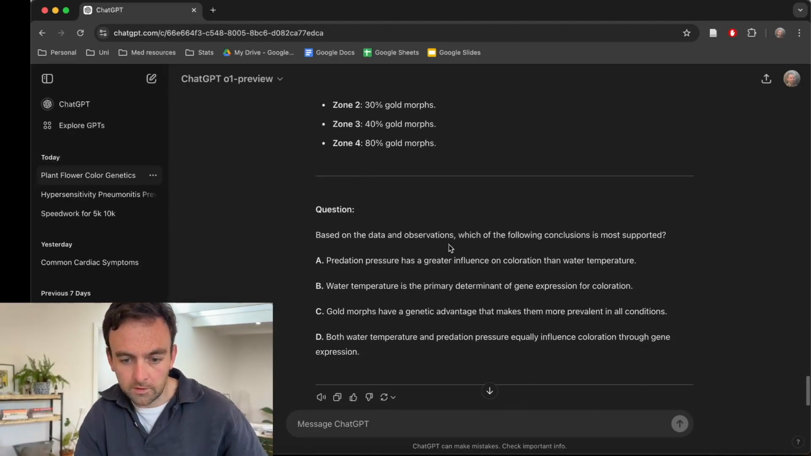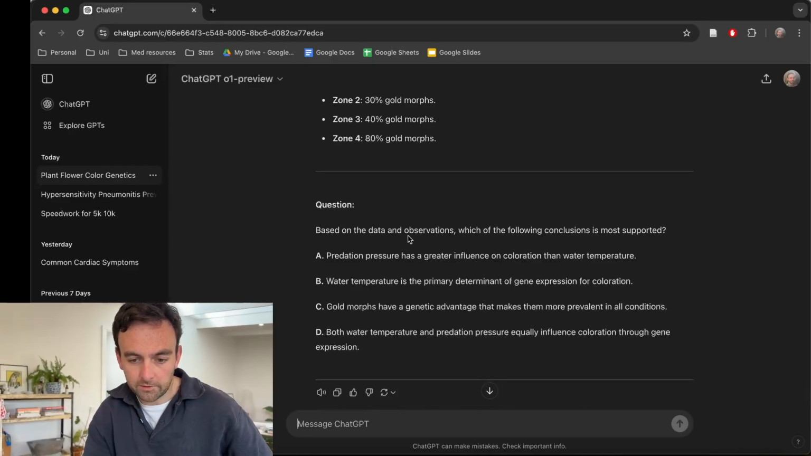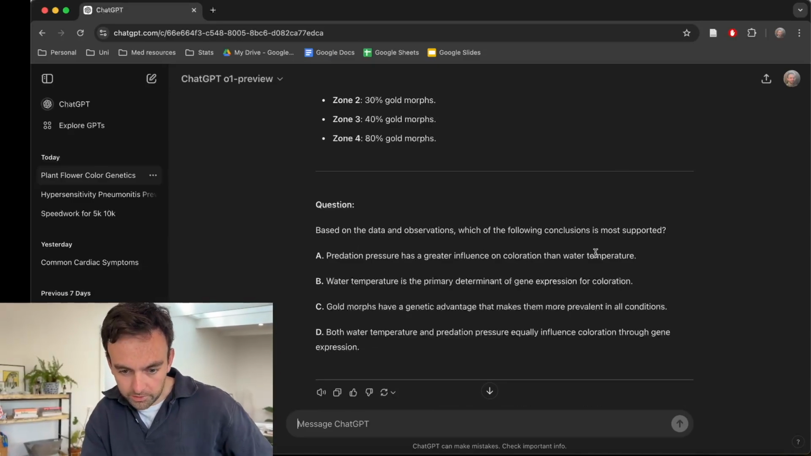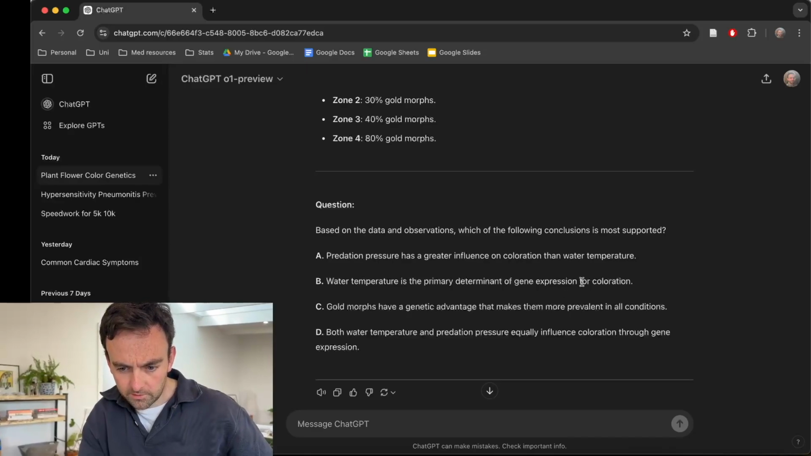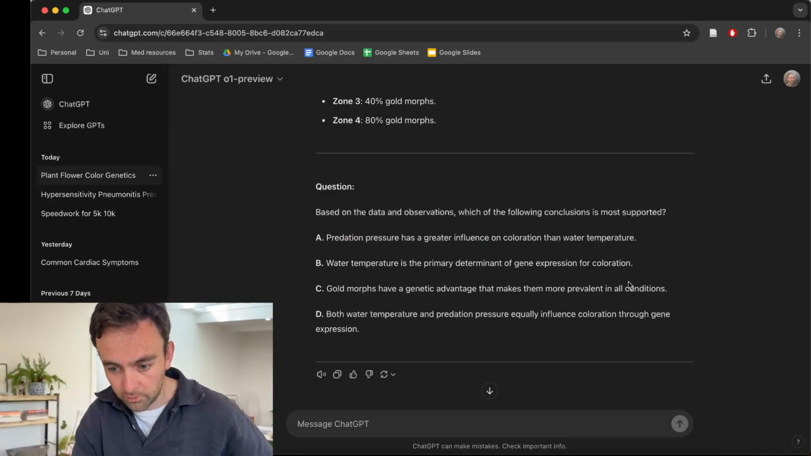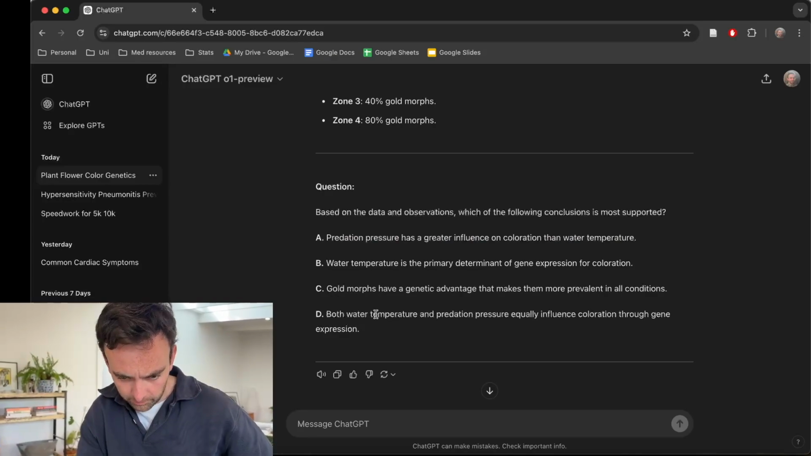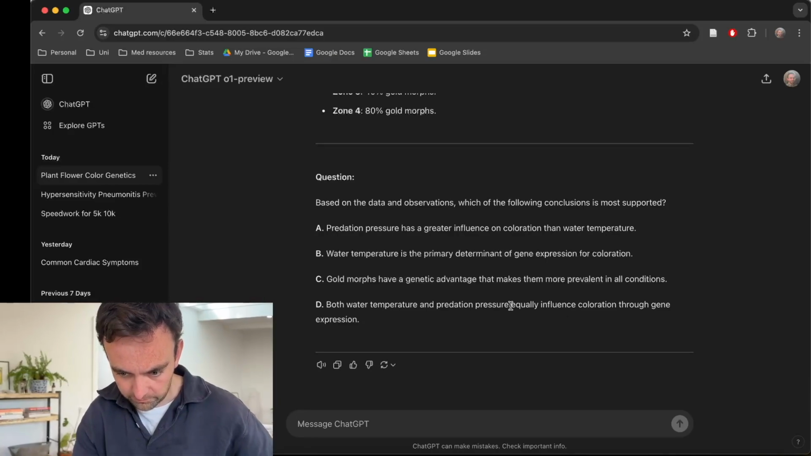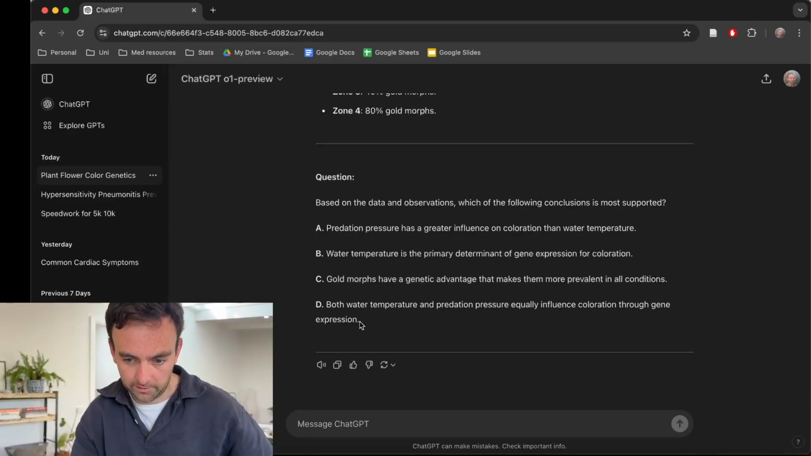Give this a go. Okay, so based on the data and observation, which of the following conclusions is most supported? Predation pressure has a greater influence on coloration than water temperature. Water temperature, so there's things about coloration and water temperature. That's something that I'm summarizing from these two that is important. Gold morphs have a genetic advantage that makes them more prevalent in all conditions. Both water temperature and predation pressure equally influence coloration. Okay.